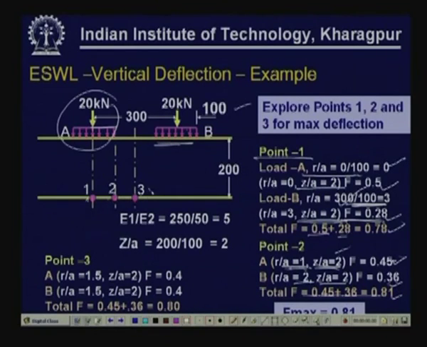We can also similarly explore point 3. So, for both load A and B, the deflection factor can be obtained as 0.4 because of symmetry. So, the total factor here is 0.3.